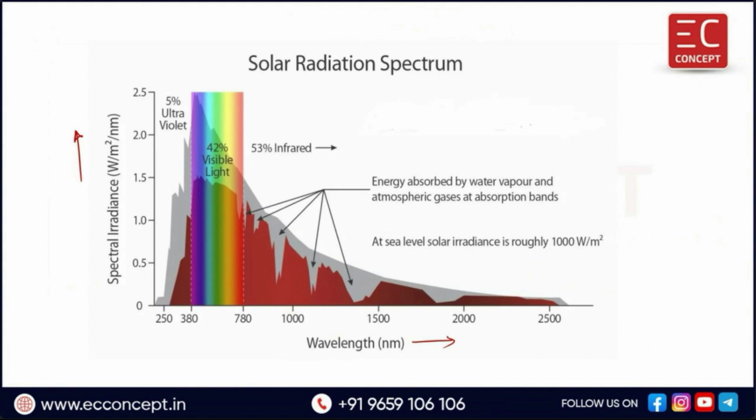Now how the energy is given: the maximum is somewhere here. So 42% is visible light, ranging from this part to this part, and in that we get the maximum energy. After that it keeps decreasing and finally becomes zero. This is nothing but the solar radiation spectrum: 53% infrared, 42% visible light and 5% ultraviolet rays. I will mention the ranges in detail.